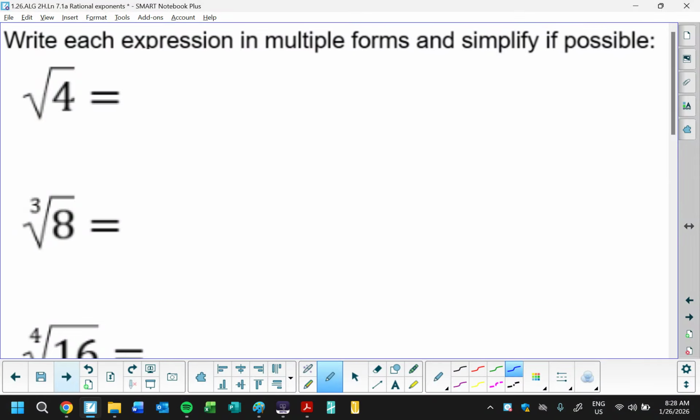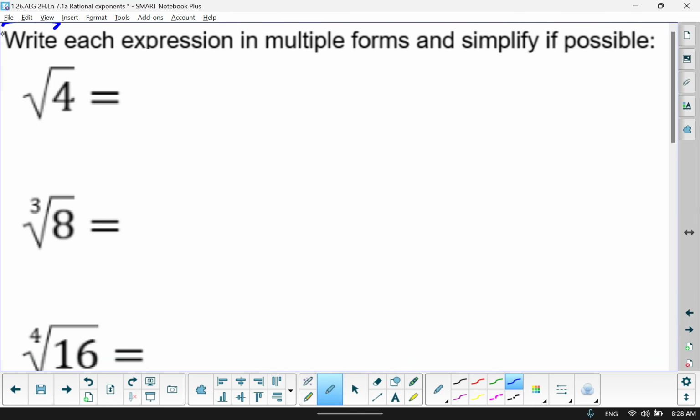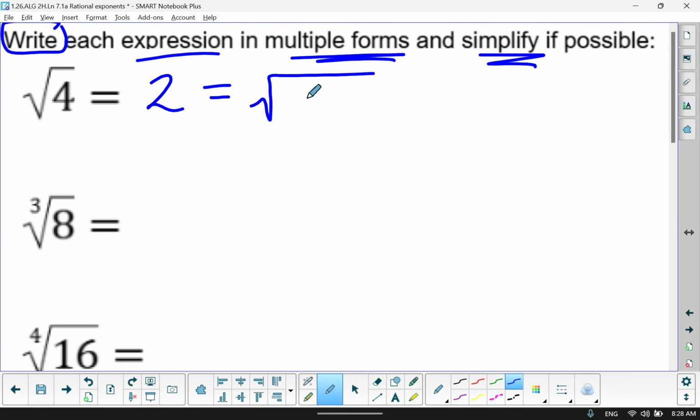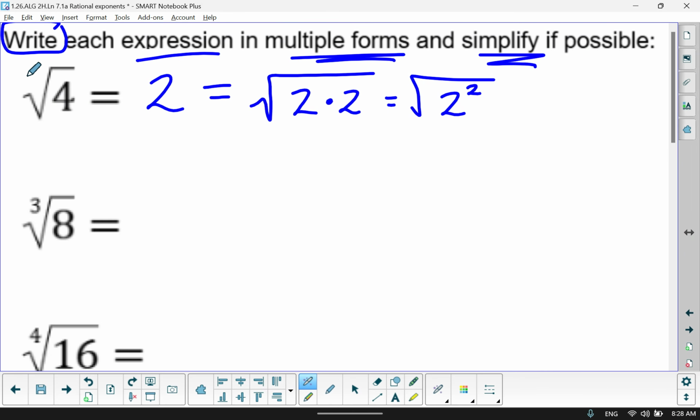So we're going to start off with some basics. I'm going to flip my computer. Our goal, writing each expression in multiple forms, simplifying if possible. I have no doubt that many of you are going to look at the square root of 4 and say, hey, I know that one. I know it's 2. But could you write it in another way? For instance, can you keep the radical symbol and rewrite 4 as the product of its prime factors, or rewrite that as the square root of 2 squared? Now again, recall, if you don't see any number above the radical symbol, the index is 2. You can write the 2, you cannot write the 2. Oftentimes I will.